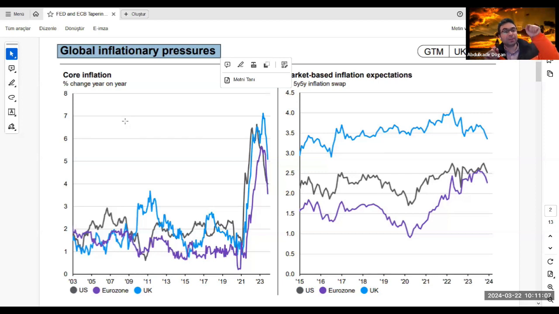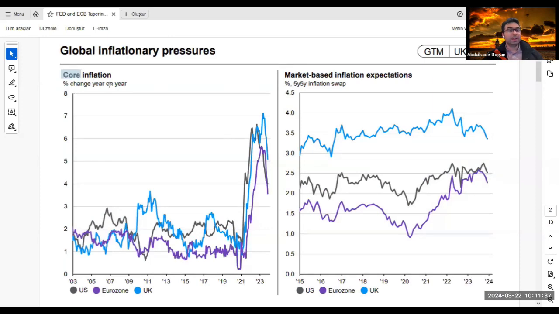Then, after the increase in the interest rate, consumption, investment, and aggregate demand will decrease. When demand decreases, in basic principle, inflation and prices will decrease as well. This is the basic principle. So if you ask me why the central banks need a global tapering process, the basic reason is that we have inflationary pressures all around the world.